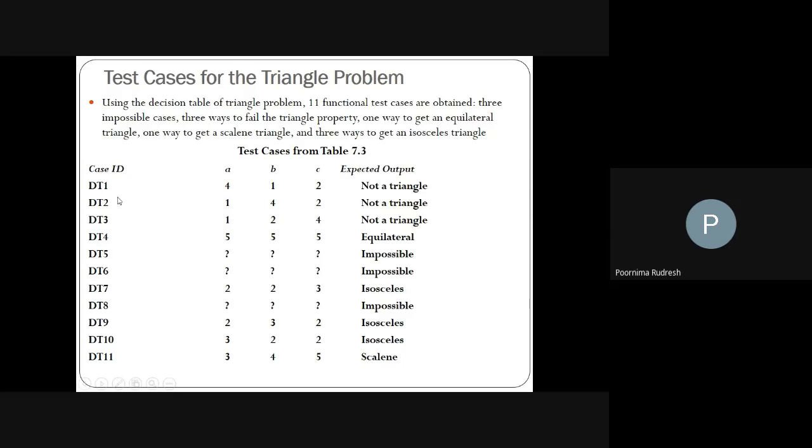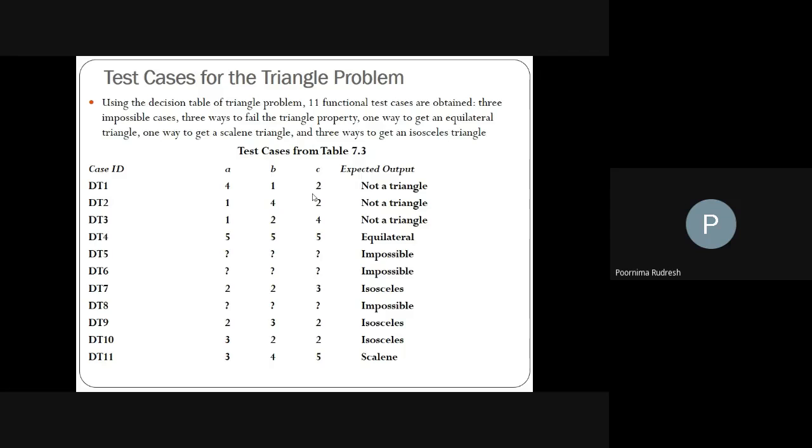The case ID is given as dt1, dt2, dt3, which indicates that these are the decision table test cases 1, 2, 3, 4, 5 like that. So if you give the values of ABC as 4, 1, 2, then it is not possible to construct the triangle.